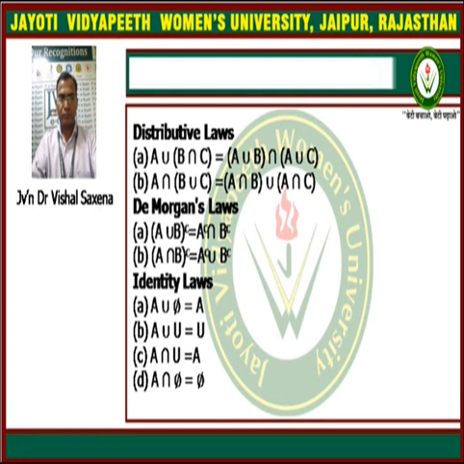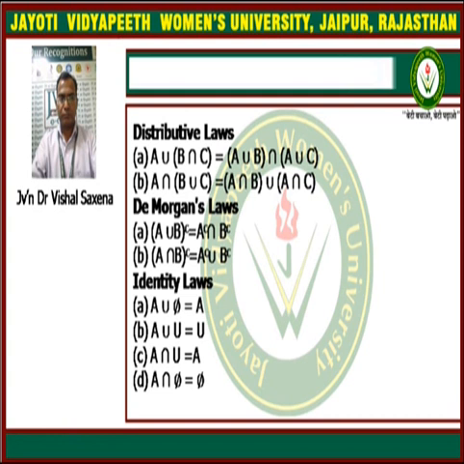And the next law is De Morgan's law, which is very important. In De Morgan's law, A union B in a bracket and taken its complement. So complement of A union B is equal to A complement intersection B complement. Second is A intersection B and taken its complement. So complement of A intersection B is equal to A complement union B complement.